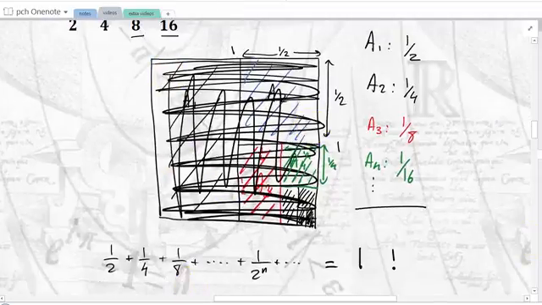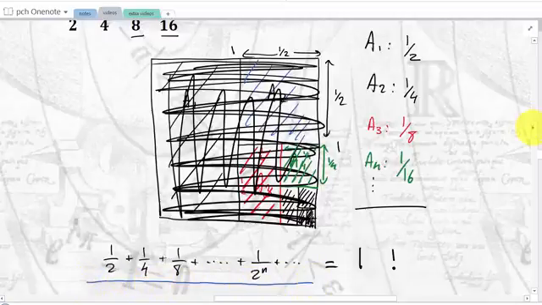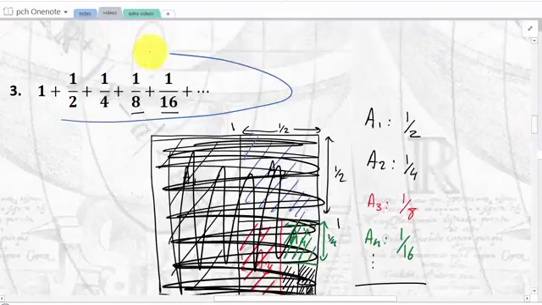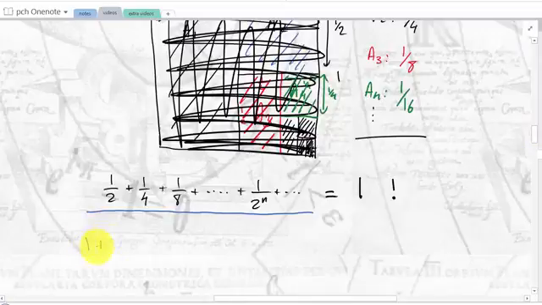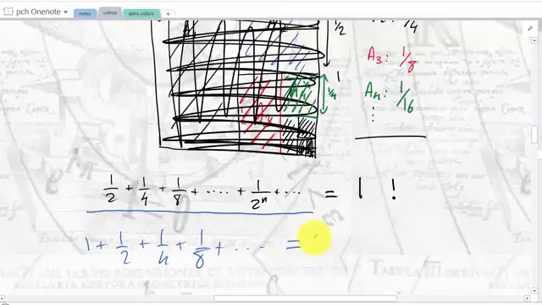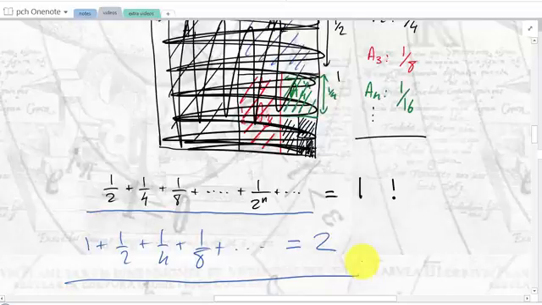Now we have to be careful. This is not exactly the series we started with, right? We have proved that this sum is equal to 1, but we have to add 1 to it. So 1 plus 1/2 plus 1/4 plus 1/8 plus etc., etc., is equal to 2. Here we go. This is a geometric proof of it, and it's quite pretty.